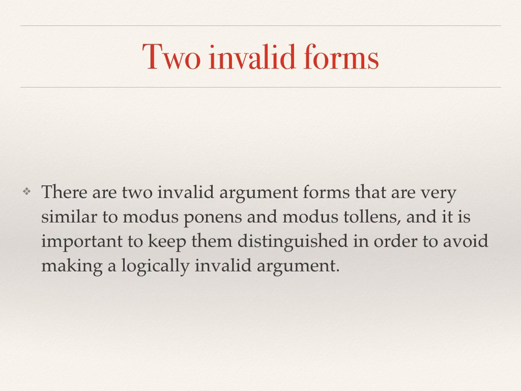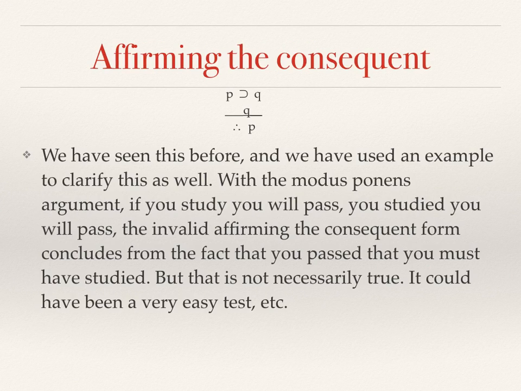Now, there are two invalid forms that are very similar to modus ponens and modus tollens. The first is affirming the consequent. P implies Q, Q, and therefore P. We have seen this before, and we have used an example to clarify this as well. With the modus ponens argument, if you study, you will pass. You studied, you will pass. The invalid affirming the consequent form concludes from the fact that you passed that you must have studied. But that is not necessarily true. It could have been a very easy test, etc.